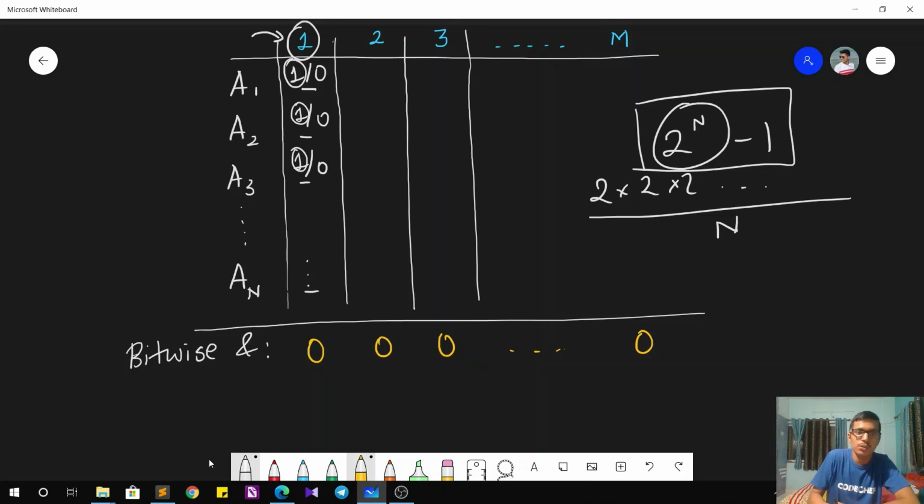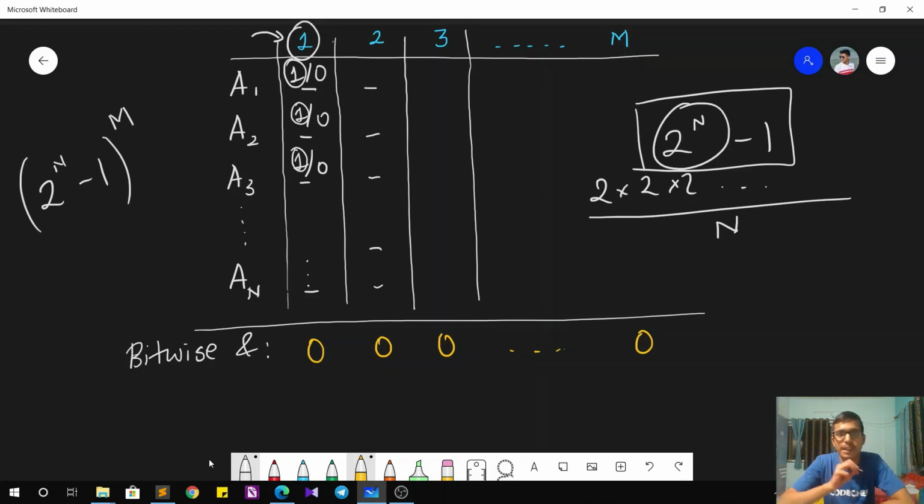Similarly, for the second bit also the condition is going to be the same. Same story again. We have n available positions. Each bit can take two options, 1 or 0. So 2 to the power n total options, but one of them is not allowed. That is all ones. So we'll subtract that. So the formula that you will get finally is that for each bit 2 to the power n minus 1 ways, and there are total m bits. So multiply these m times. So this is the answer that you get. 2 to the power n minus 1 whole to the power m. So this is the final answer.